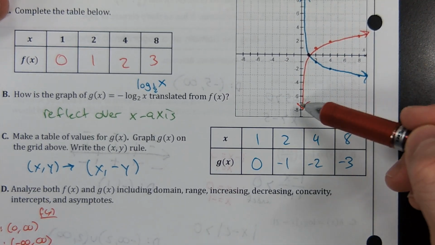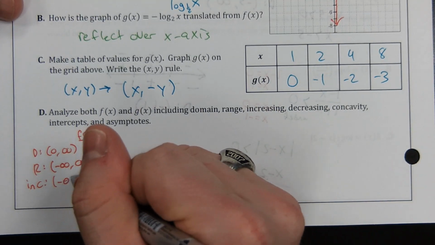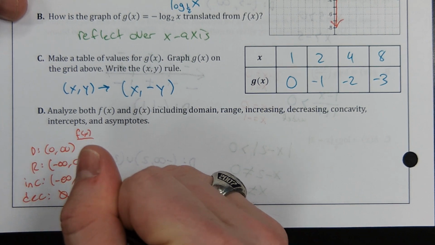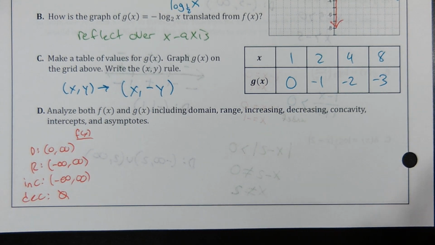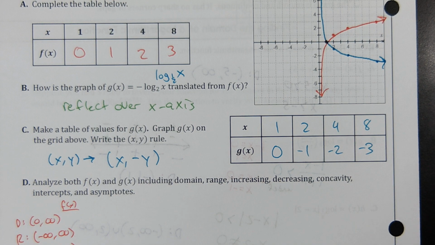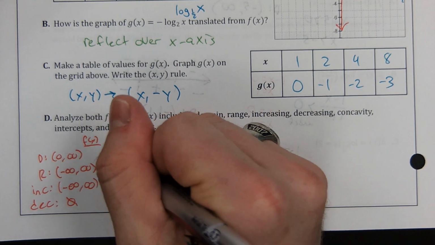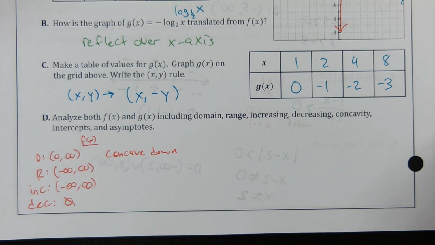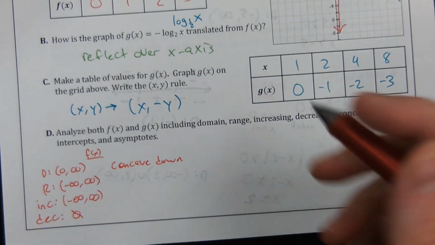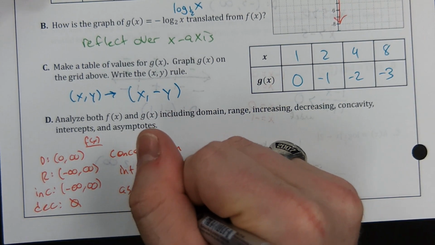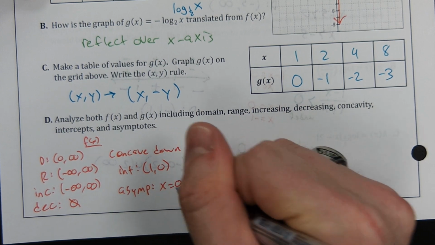The red graph increases everywhere. Look, it's an increasing function. And since it's an increasing function, that means it's never going to be decreasing. No decreasing zones. Our concavity for the red one, what do you know about it? Concave down on its entire domain. It's concave down forever. Its intercept is (1, 0). And the asymptote is x equals 0, the y-axis.